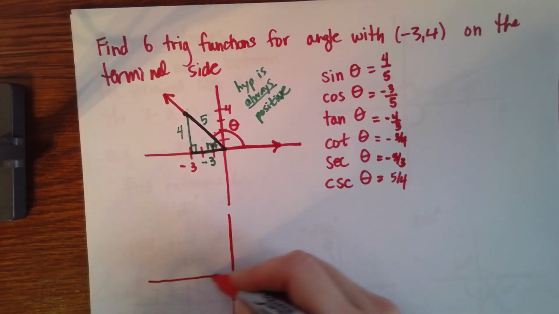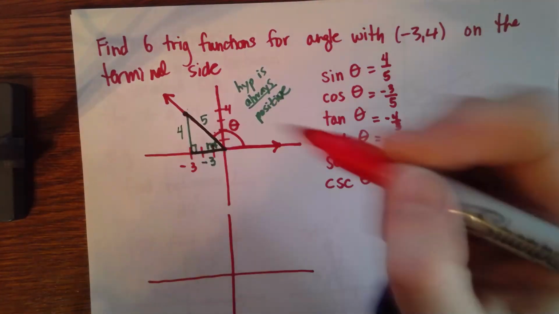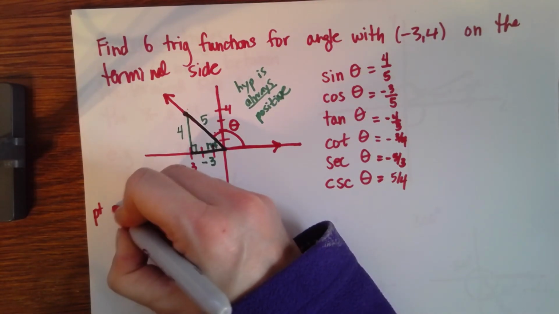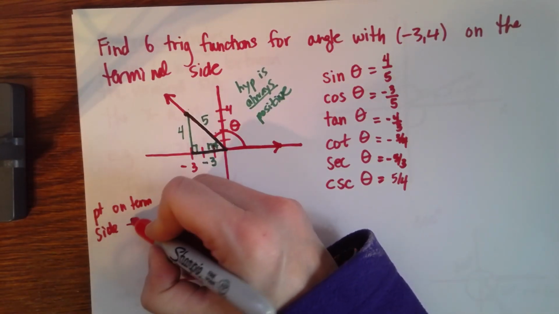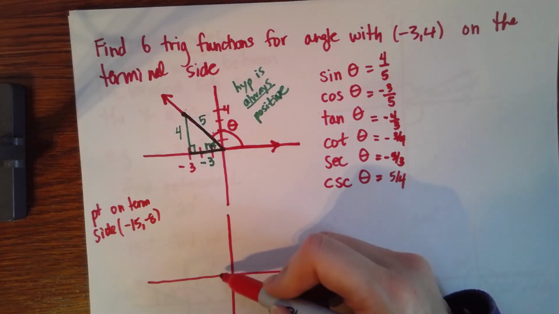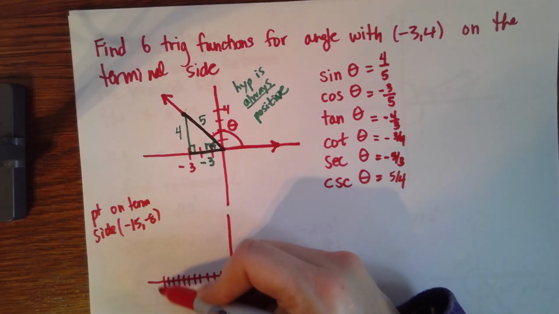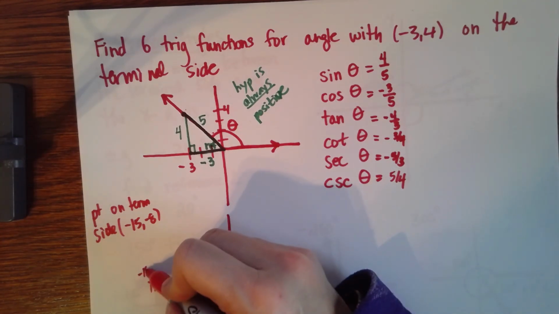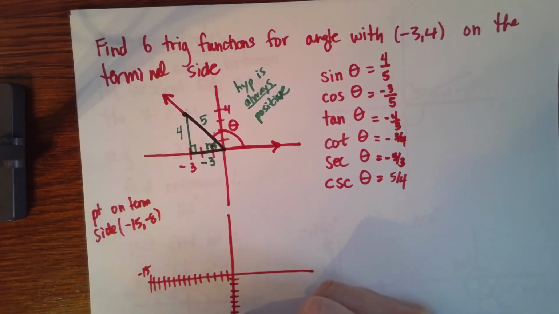This time, let's find the 6 trig functions, and our terminal side, the point on the terminal side, is going to be -15, -8. So we're going to go out 1, 2, 3, 4, 5, 6, 7, 8, 9, 10, 11, 12, 13, 14, 15. So there's -15, and then -8. 1, 2, 3, 4, 5, 6, 7, 8. There's our -8. Okay, so there's our point.